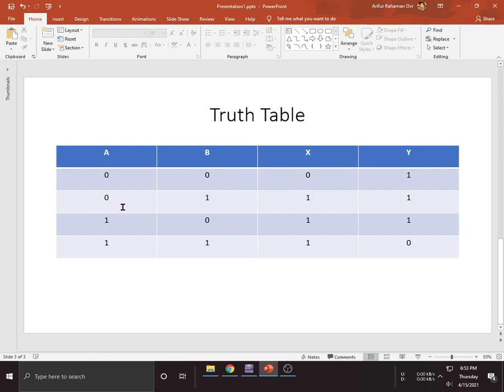When the heat sensor is 0 and the smoke sensor is 1, both red and green probes will be 1. When the heat sensor is 1 and the smoke sensor is 0, again both green and red probes will show 1. But when the smoke sensor and heat sensor both are 1, only the red probe is 1 and the green probe is 0.